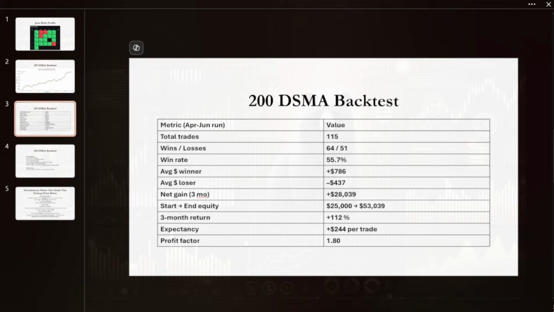But I needed to find a good level to stop out here for the backtest, and 10% made sense. I tried 20, 50, 100, all kinds of different ones, and I like the results of the 10% stop loss. Average winner $786, loser negative 437. So over the 3 months, the 25K account went to $53,000, which is a 112% return, which is between the wins and losses about 244 per trade.